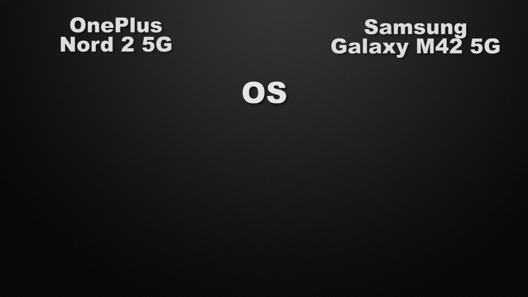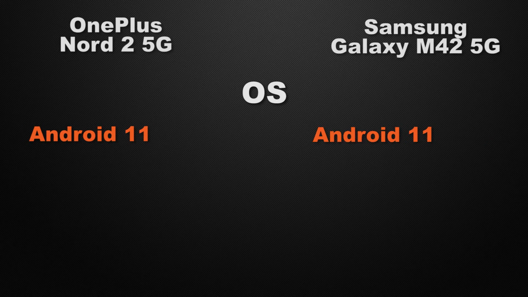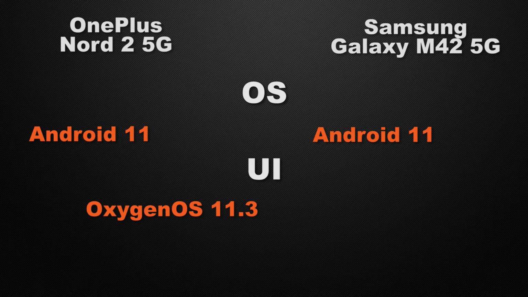Moving to the performance of the devices, let's start with the operating system of the devices. Nord 2 has Android 11 support, on the other side M42 has Android 11 support. So it's a tie. And about the user interface of the devices, Nord 2 has Oxygen OS whereas M42 comes with One UI. So it's a tie because both of the devices have different user interfaces, so it's up to you which UI you like or not.